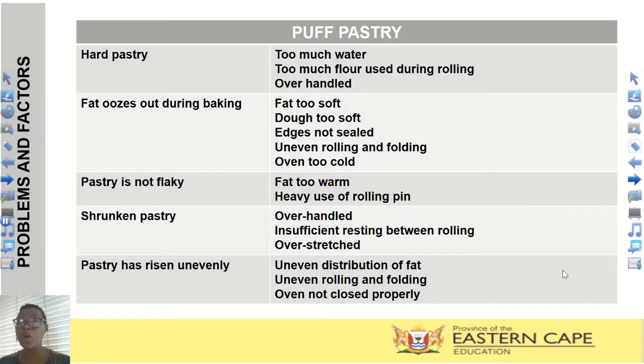Maybe the fat was too soft. The dough could have been too soft. You maybe did not seal the edges, and now all of that has happened. Or sometimes the oven was too cold, or there was uneven rolling and folding.